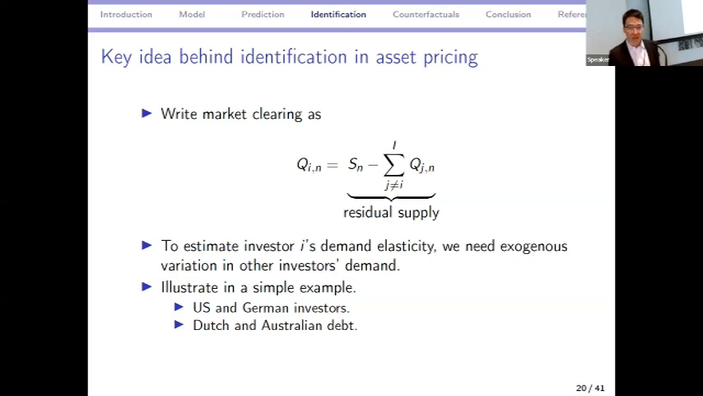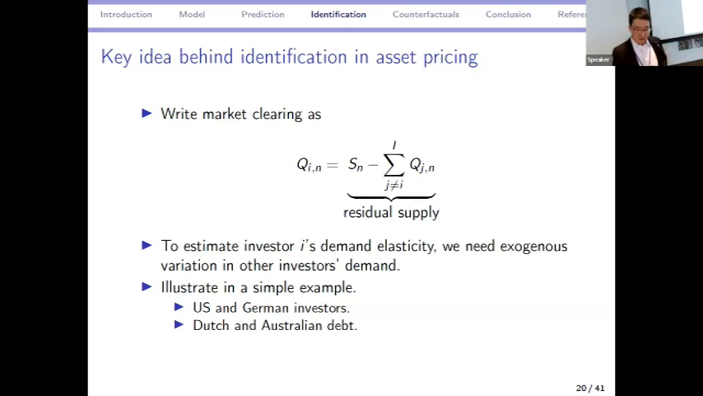Now, what's unique to identification in asset pricing is that if you talk to anyone outside of finance about identification, they think, well, to identify demand, you need variation in supply. But in finance, we need variation in residual supply. Even if you don't have variation in actual supply, you can get variation in demand of the other investors. That's going to give you identification for the demand curve for investor I. That's often a source of confusion, and we have difficulty explaining it to people outside of finance. But in finance, you know the concept of residual supply.